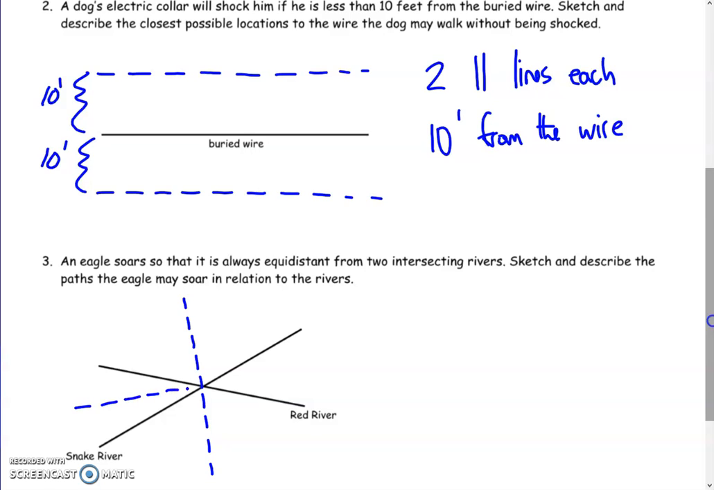So we have to sketch both in. You're equidistant from each river on both of those paths. And the math term for this would be the angle bisectors. So when I give you 2 lines that cross, you sketch in the angle bisectors.